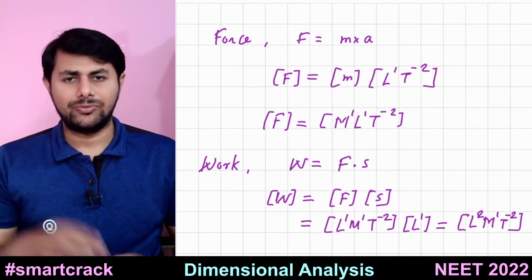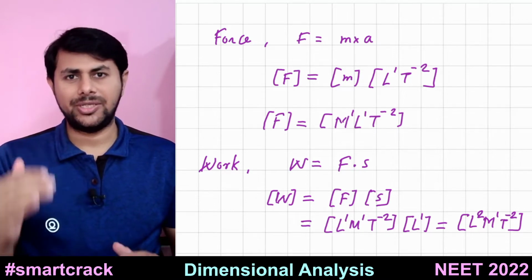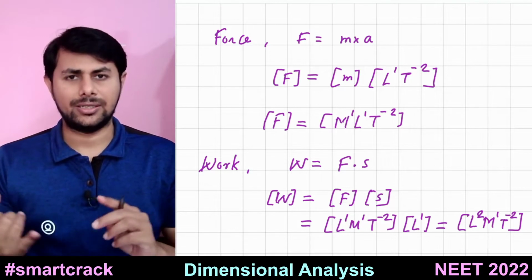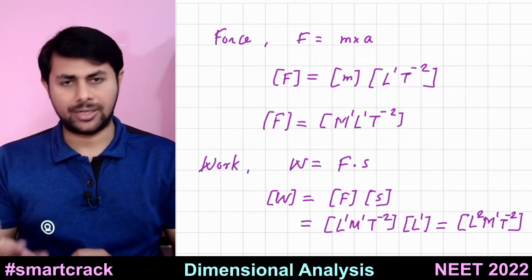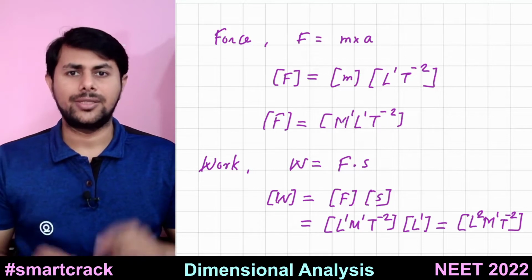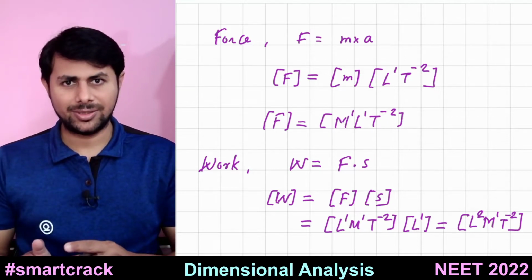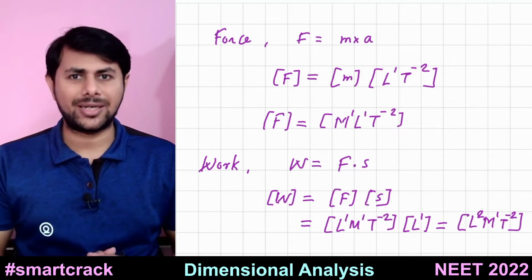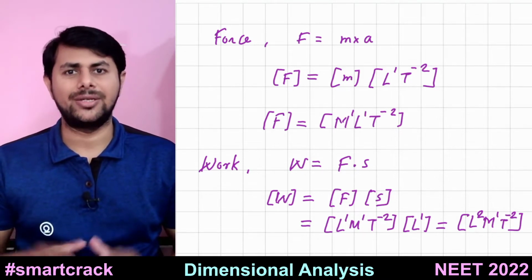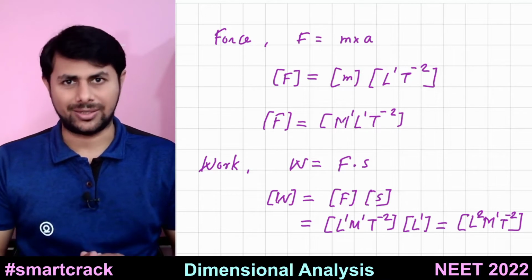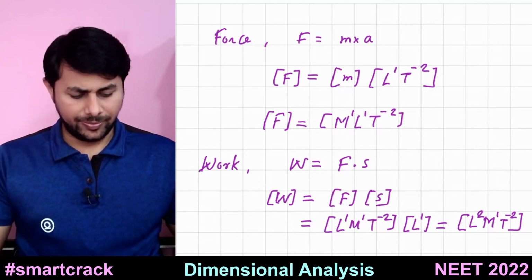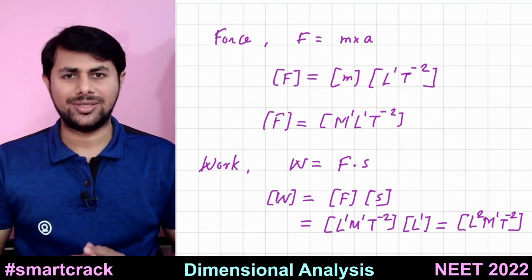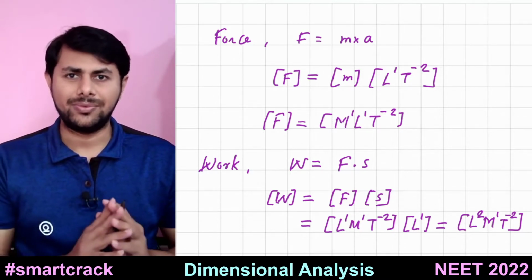So now we need to remember dimensions of these quantities: velocity or speed, acceleration, then force and work, and the relation between these quantities and all other physical quantities. If we know that relation, then we'll be able to find out the dimensions of the required physical quantity. So this is how we find out dimensions. Now let's see what are uses of dimensions.